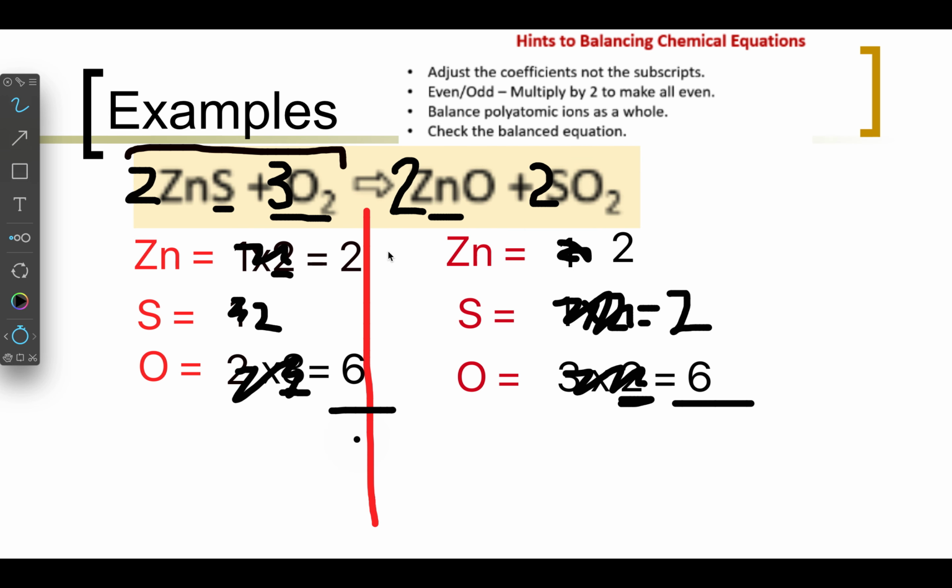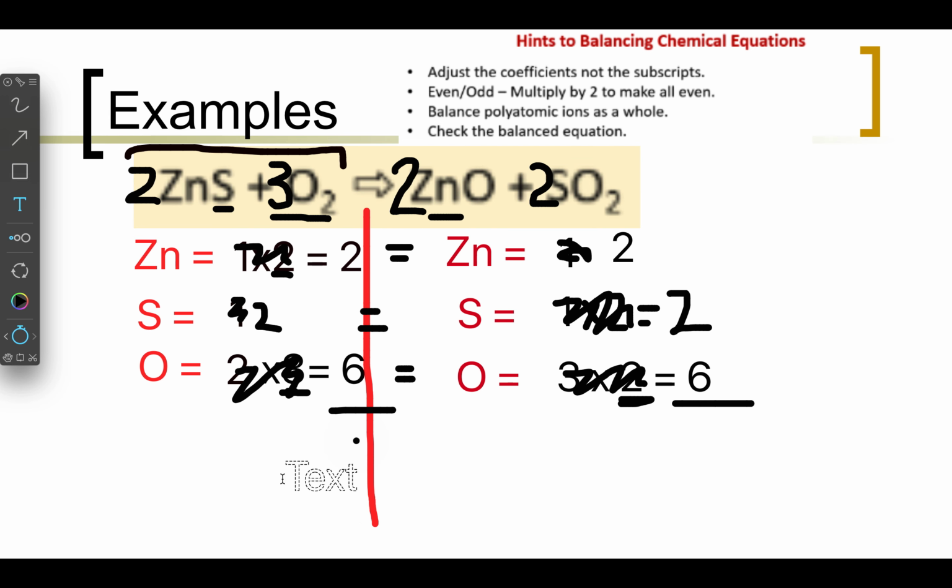Sorry, guys. We're going to do one more after this. So these are equal, right? We have 2 zinc, 2 zinc. Sulfur is equal, we have 2 and 2. And oxygen is equal, we have 2 and 2. So we now have a balanced equation.